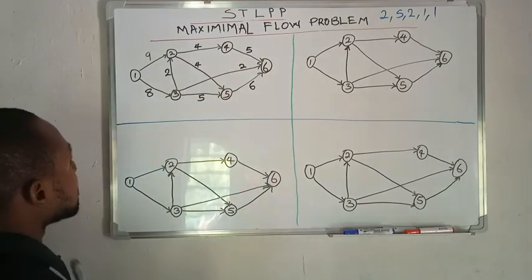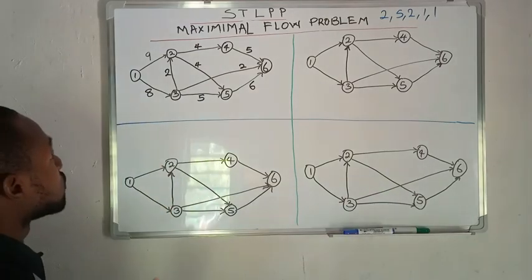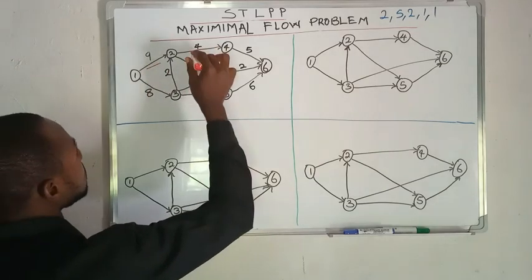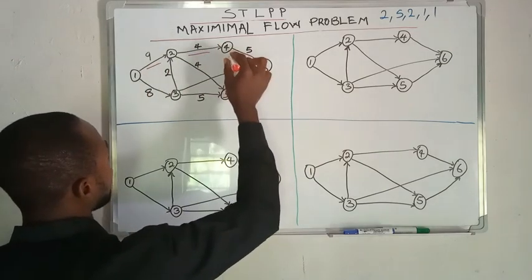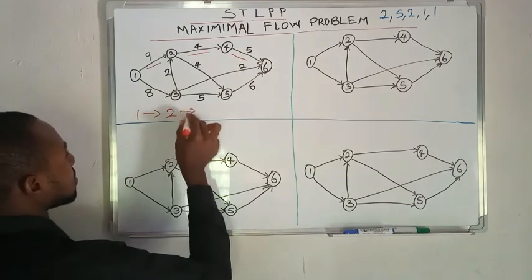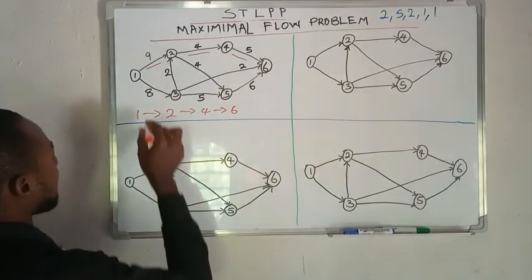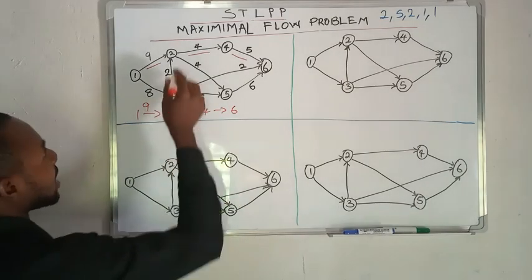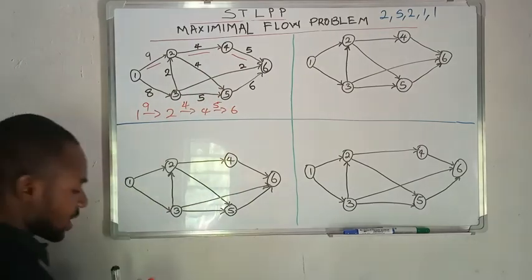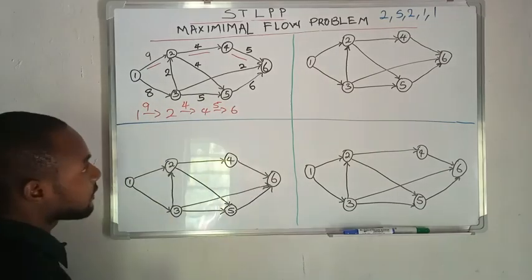And so let's try if we can. Let's go through this part. Let's go from 1 to 2, and go from 2 to 4, and from 4 to 6. So if you have this, the capacity here is 9, and then the capacity here is 4, and here is 5. So the maximum amount of capacity that we can pass through this part is 4.